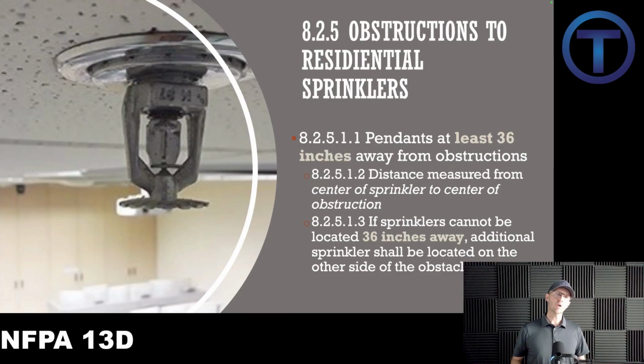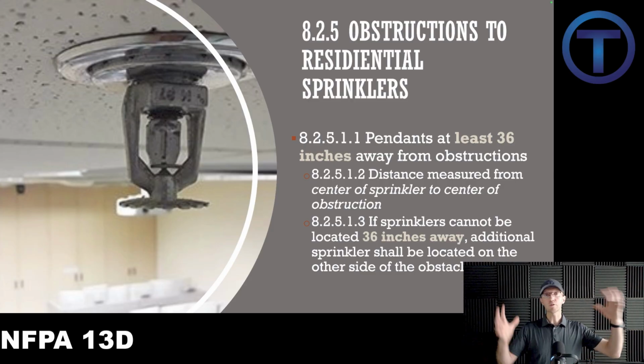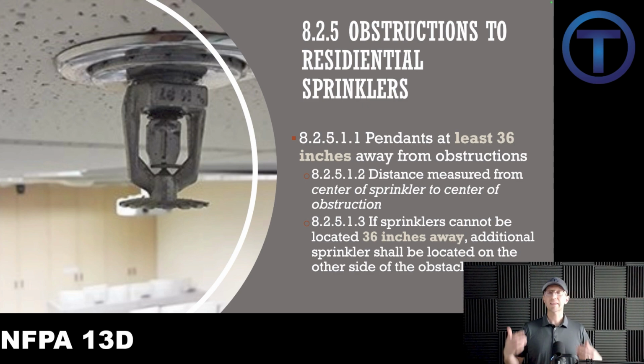8.2.5 talks about obstructions to the residential sprinklers. And we get into quite a bit more detail here as to how to handle the placement of heads in relation to an obstruction. Now, there's a lot of things that could obstruct the flow of a sprinkler, whether it's a pendant coming down from the ceiling or a sidewall sprinkler. If there's little protrusions, box outs, even ceiling fans, there's a lot of these things that can deflect water, and we're going to look at how do you handle those. This section has quite a few illustrations, so we'll get into some detail here.